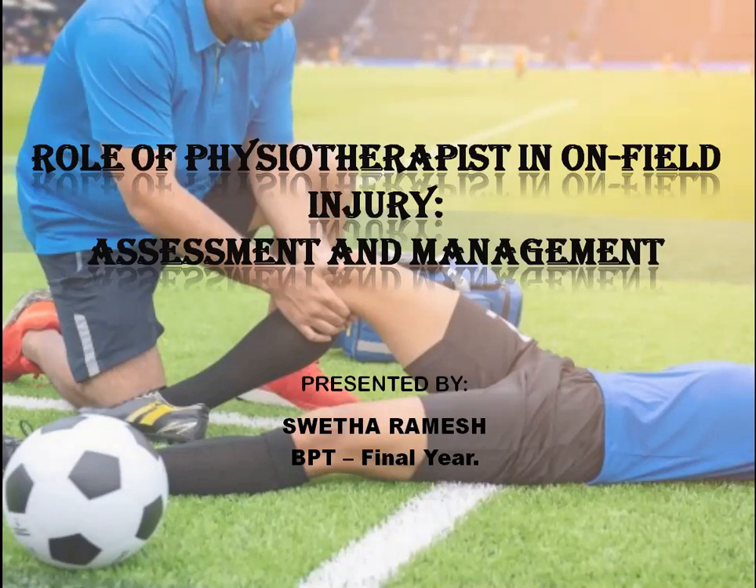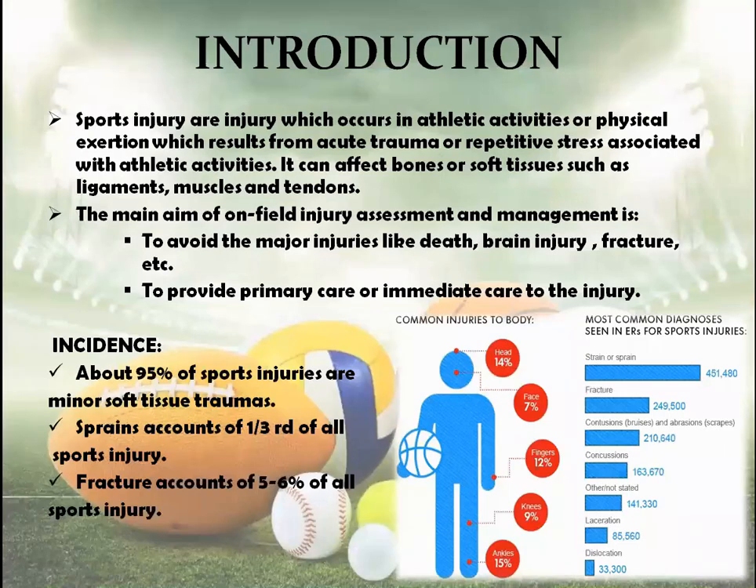Now, the introduction of sports injury. Sports injury is an injury to a player during an athletic activity or during a physical exertion, which may result from acute trauma or repetitive stress. Incidents of sports injuries show that among on-field injuries, minor soft tissue injuries are most common, accounting for about 95% of total on-field injury. And among the soft tissue injuries, sprains and strains have the highest incidence rate, followed by fracture as the second most common on-field injury, and contusion and abrasion, the other common injuries which are minor in nature.